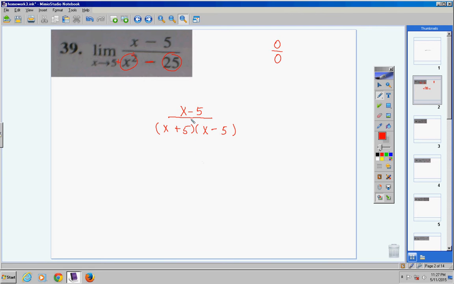So I left the numerator alone. I factored the denominator. This would cancel with this. So you're left with 1 over x plus 5. So instead of using this expression here, I'm now going to use this expression here. So we're going to find the limit of this expression as x approaches 5. So where the x is right here, I will substitute 5. So 1 over 5 plus 5 is 1/10. So the limit of this expression here as x is approaching 5 is 1/10.